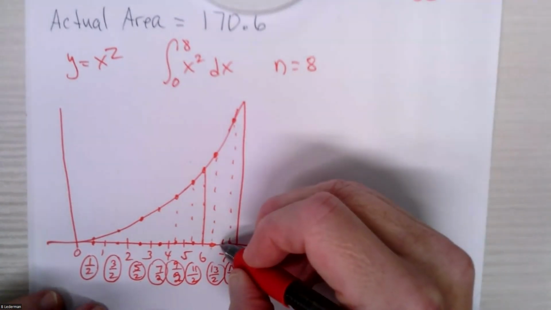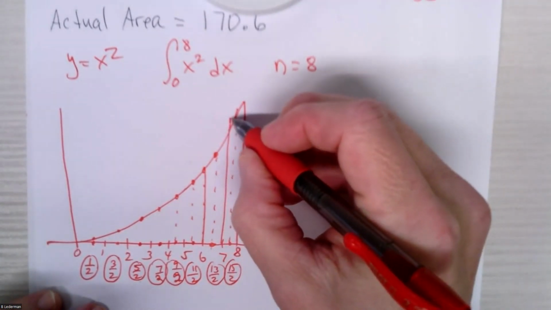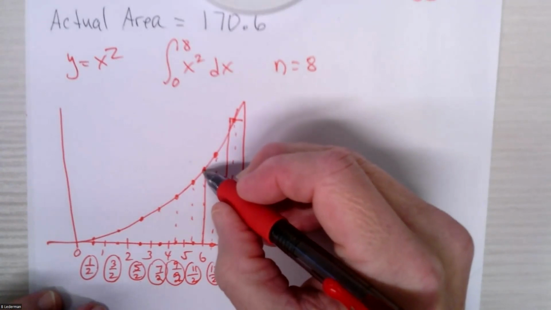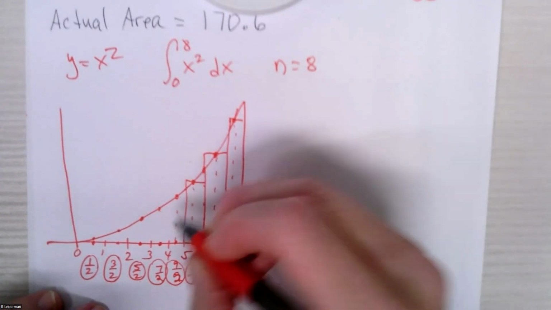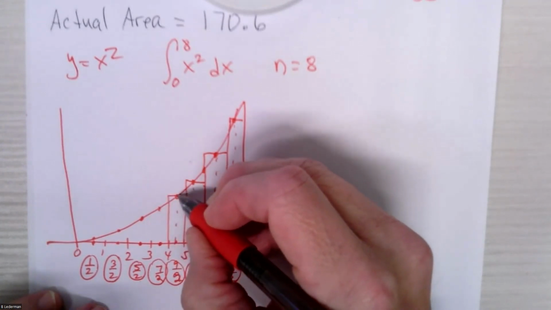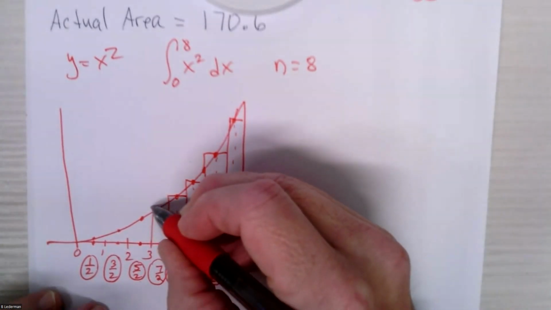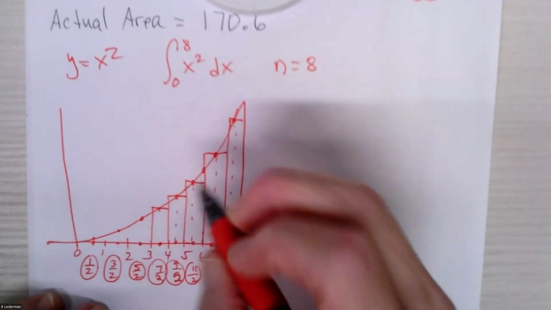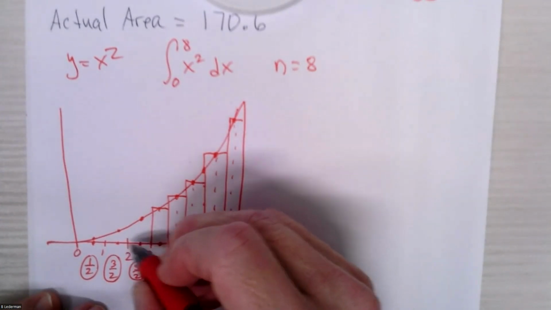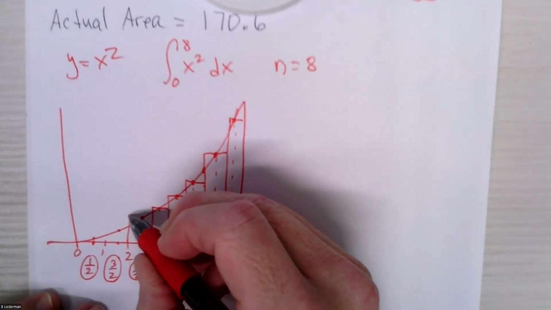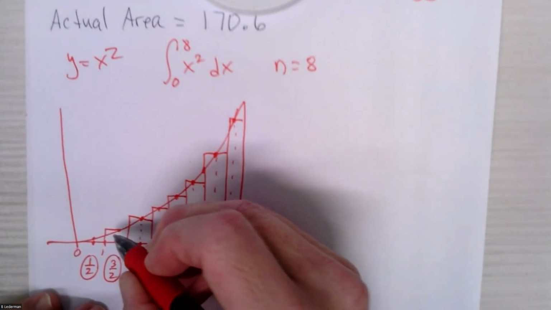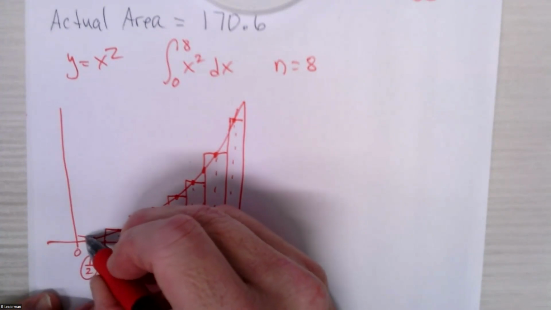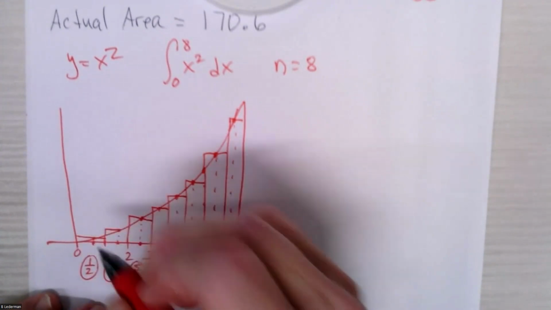So we got here. And I love drawing pictures. I always like drawing pictures. The picture is worth a thousand chihuahuas. And we got this guy right there. Okay.